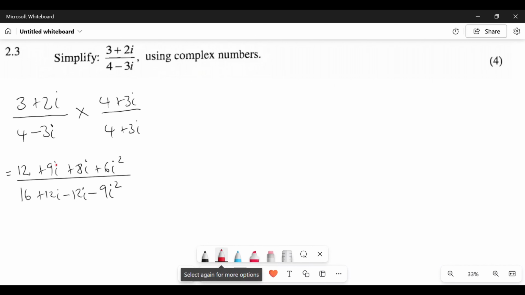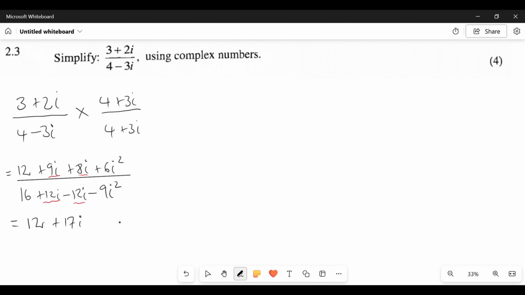And then from there we look for like terms, guys. Let's look at the numerator. We have 9i and 8i. You guys see, on the denominator we have positive 12i and we have negative 12i. Right, so let's start with those like terms. First of all, let's deal with the real numbers. So on the numerator we have 12 here, guys, and then we also have 9i plus 8i. This is going to give us plus 17i.